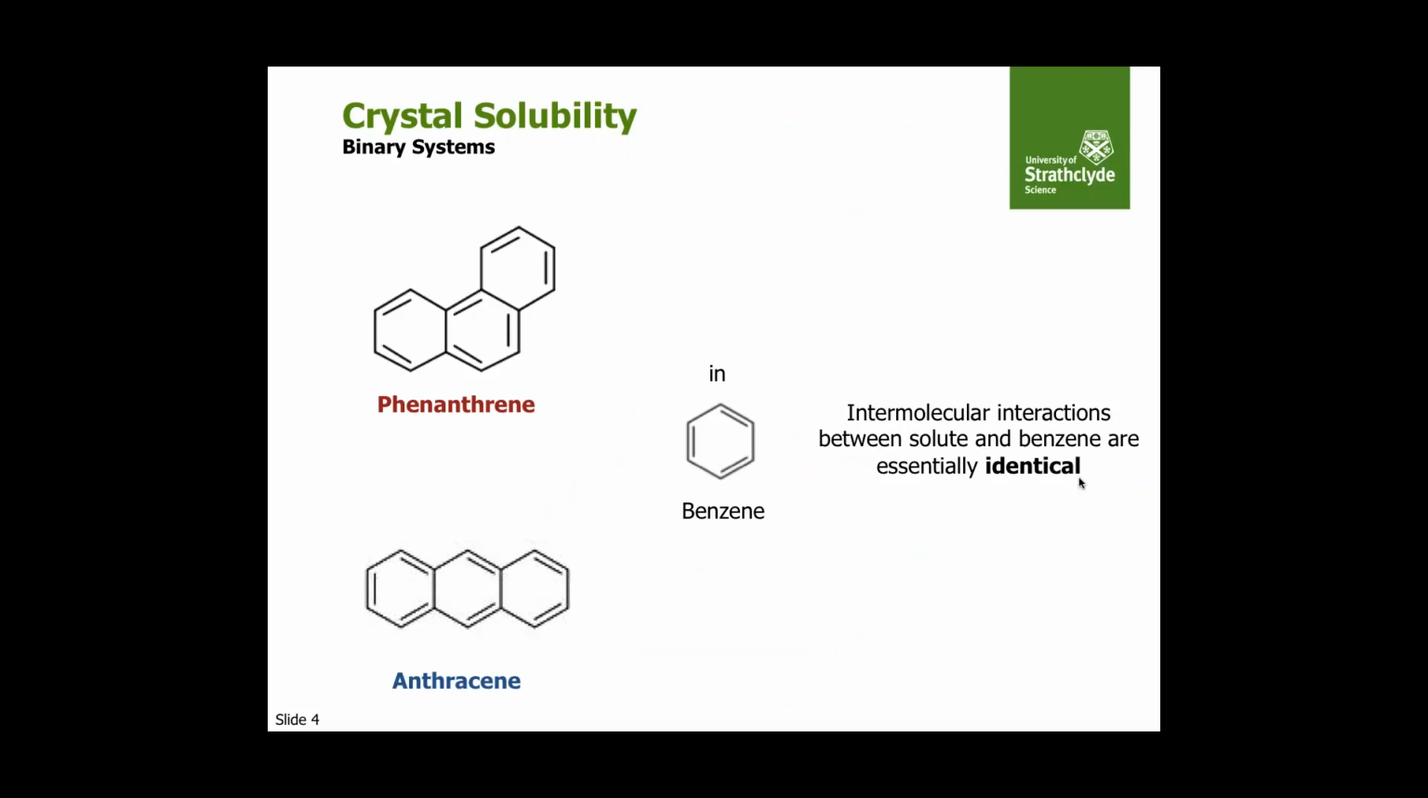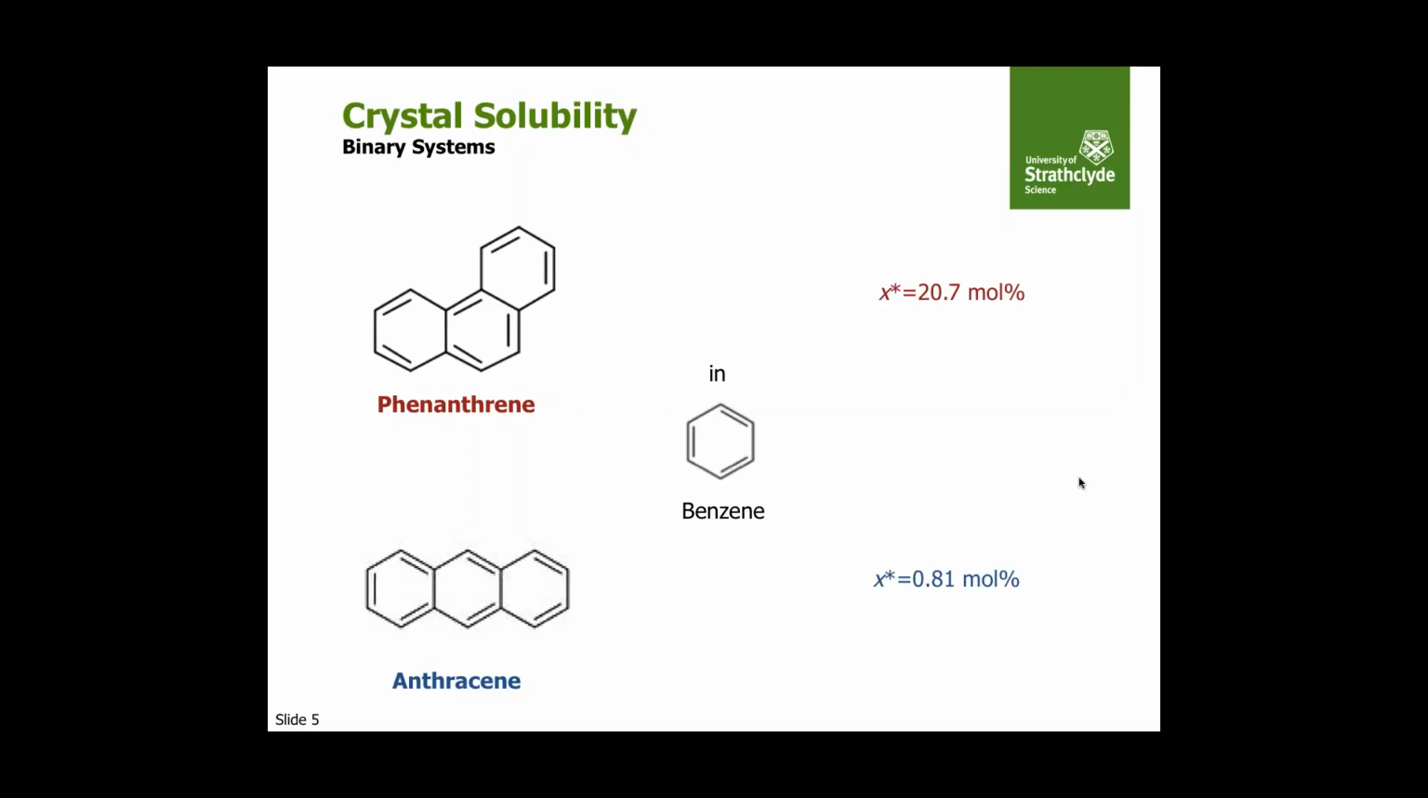To introduce solubility, we can have a look at phenanthrene and anthracene solubilities. Phenanthrene and anthracene are quite similar. If you put these molecules in benzene, you would expect that the intermolecular interactions between solute and benzene are quite identical. Yet if we measure the solubility, we get quite different numbers despite these interactions being similar in benzene. Phenanthrene has a very high solubility, 20.7 mol%, while anthracene has less than 1 mol% solubility.